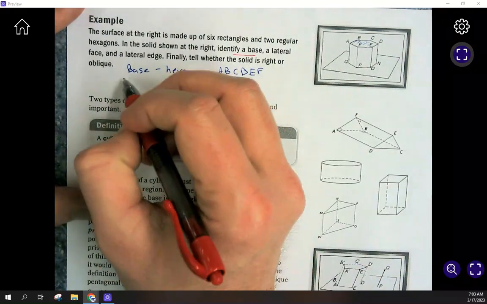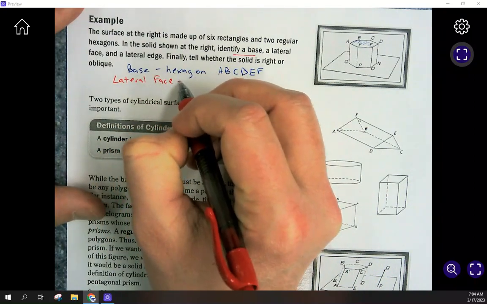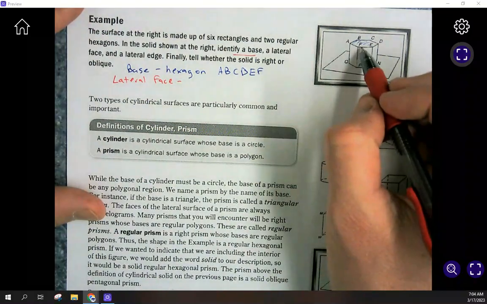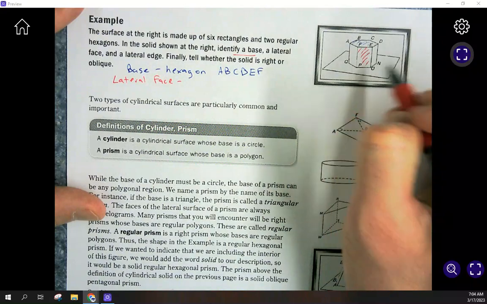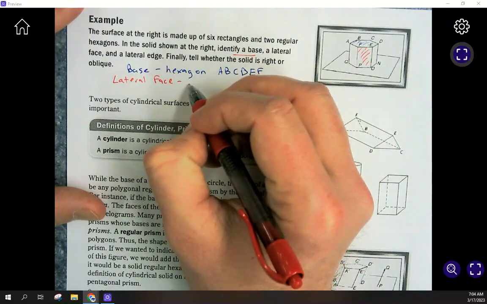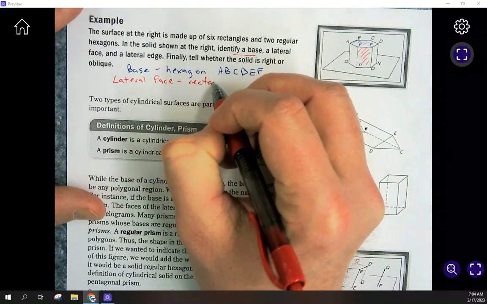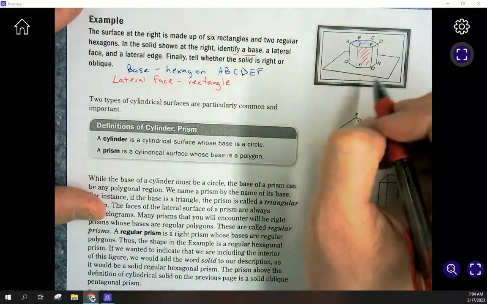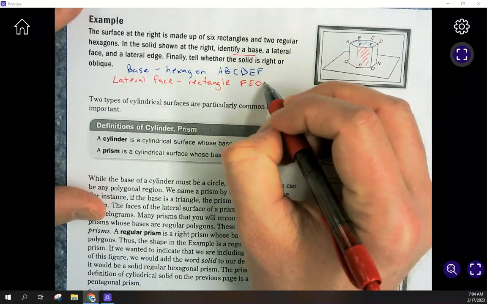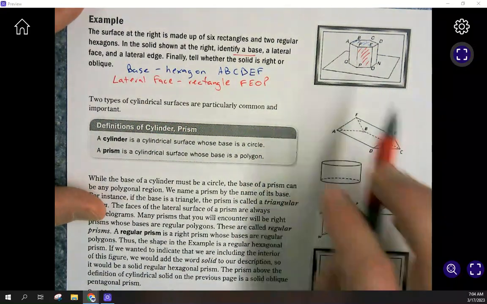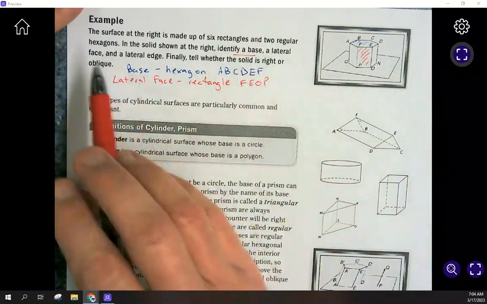How about a lateral face? Lateral means the sides that connect base to base. So any of these rectangles would be considered a lateral face. Let's go ahead and just use this first one. So we know that this is a rectangle, and we will call this FEOP. You could have chosen any of these rectangles that goes from one base to the other. Those are your lateral faces.